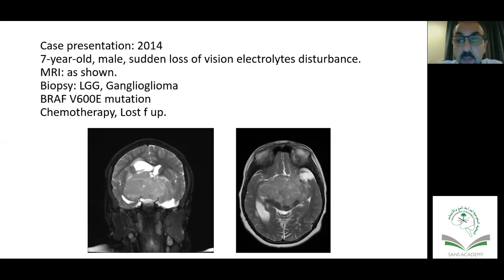In a big tumor like this, we tend to try a crash course of chemotherapy to shrink the tumor and then operate if we can. Unfortunately, we lost follow-up with this child. I think he went somewhere else. But ganglioglioma is normally treated with resection.